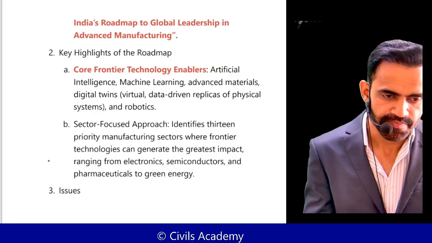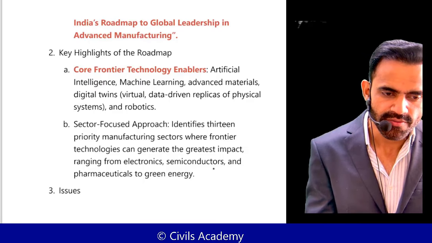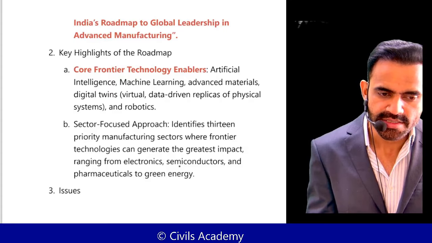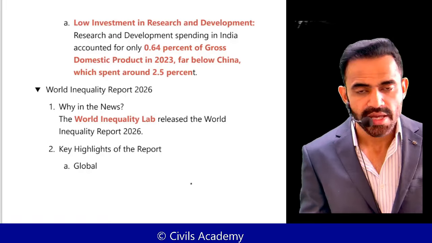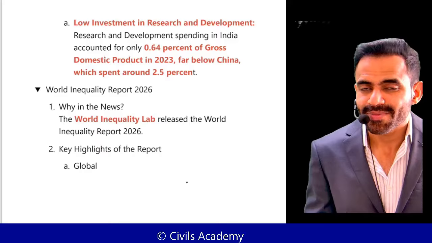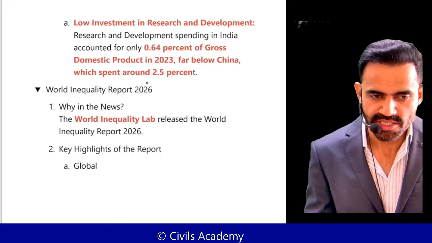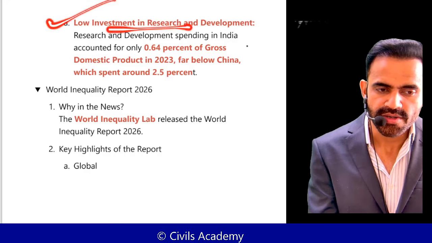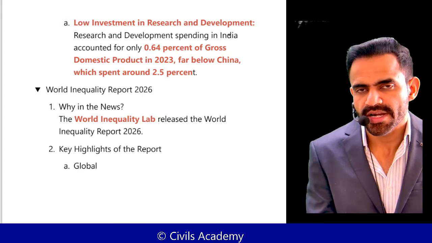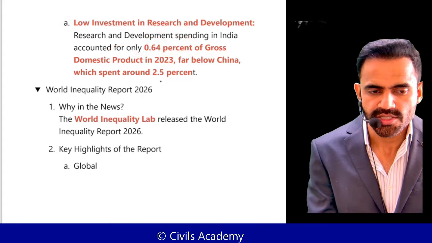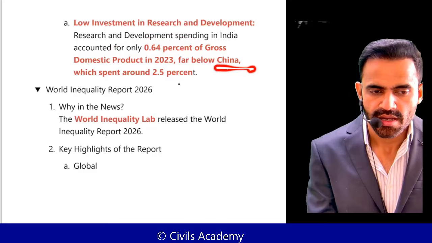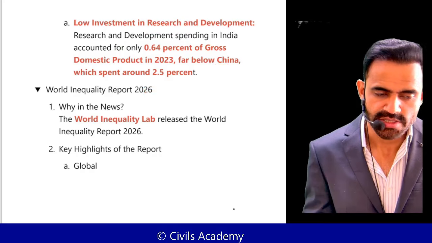Okay. Then we have to focus on other emerging areas such as electronics, semiconductors, pharma, green energy. What are the issues? The issues are that we are not that competitive when it comes to manufacturing. Our investment in research and development is quite low. For example, it is 0.64%. Countries like China spend roughly 2.5%.